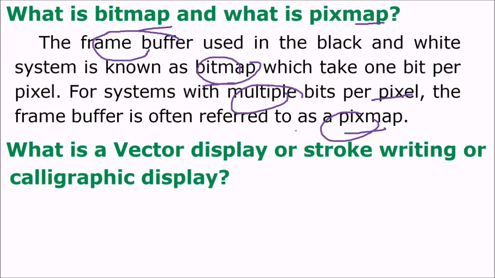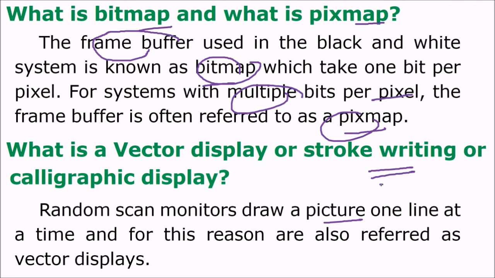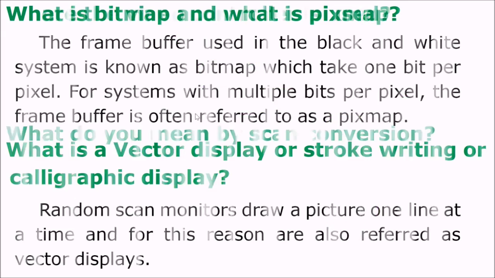What is a vector display, or a stroke writing or calligraphic display? Random scan monitors draw a picture one line at a time, like this. For this reason, they are referred to as vector displays.